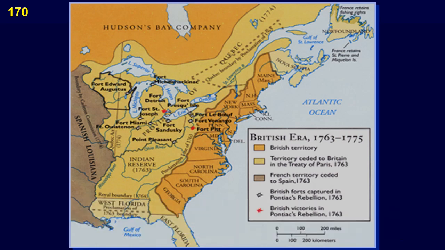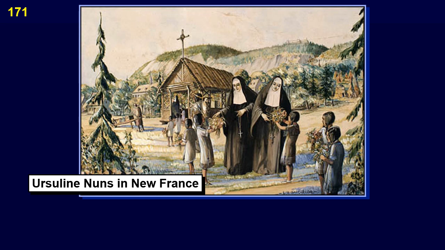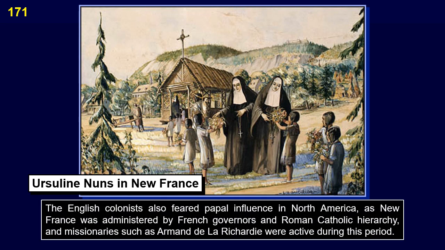In order to secure these claims, both European powers took advantage of Native American factions to protect their territories and to keep the other from growing too strong. The English colonists also feared papal influence in North America as New France was administered by French governors and Roman Catholic hierarchy, and missionaries such as Armand de la Richardie were active during this period.